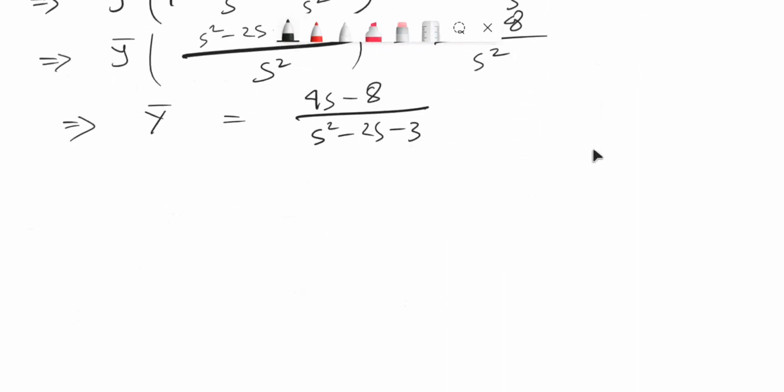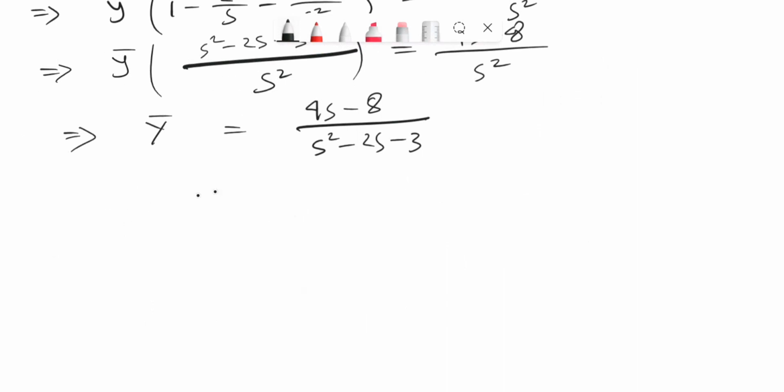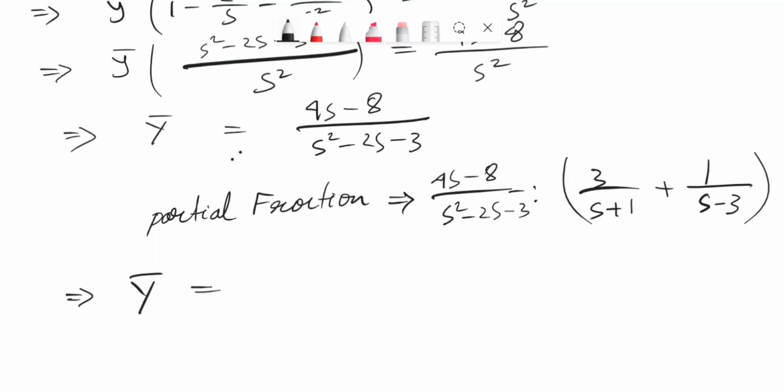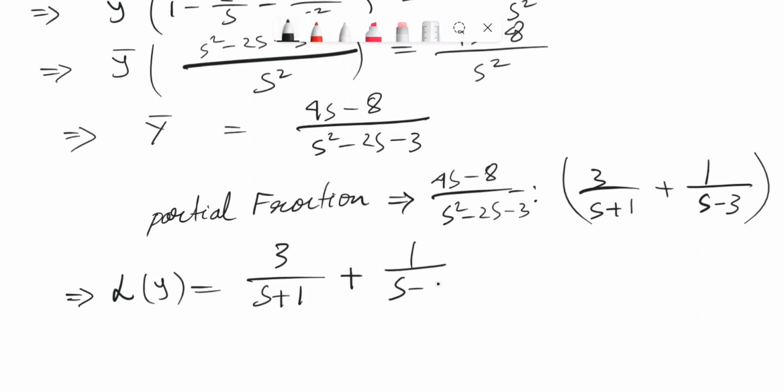Okay. So now here, that is the partial fraction. The partial fraction of this will be 3 by s plus 1 plus 1 by s minus 3. So we'll have the partial fraction here, and we'll put this here. So y bar equal to, we can write this y bar as Laplace of y, or y of x. So this will be the fraction part: 3 by s plus 1 plus 1 by s minus 3.